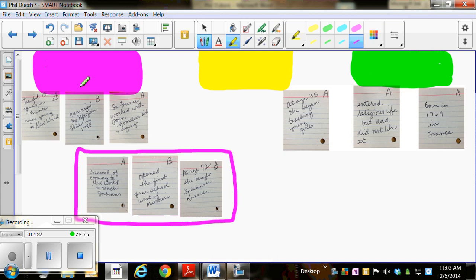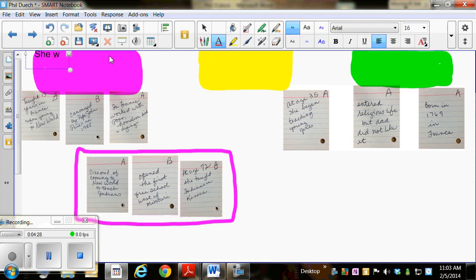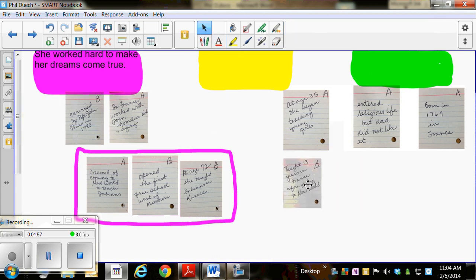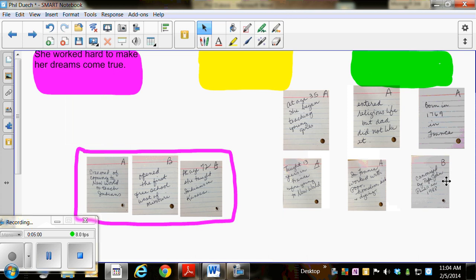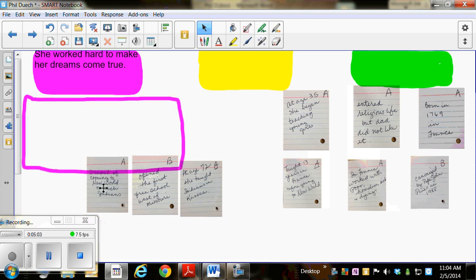Would that be an opinion? So I could then type that up here. She worked hard to make her dreams come true. So now I have some of my research to support a generalization. So if I take everything I have here, and let me just move this over here instead. Pointer, move this over here, and this over here, and then I could put all this over here.